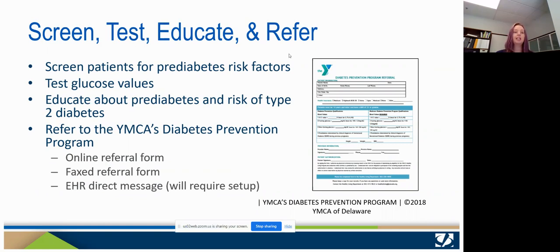We have an online form that you can fill out that just was dropped into the chat box that you can put in the patient's information as well as even their blood values, as long as you have your patient's consent, and you can send that over to us. And then we also have the ability to set up referrals directly into our essentially EHR. So that takes a little bit more work, but we're more than happy to support you through that as well.